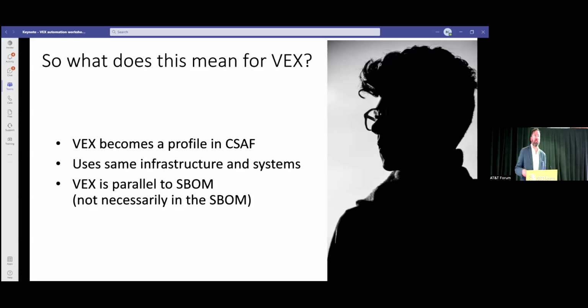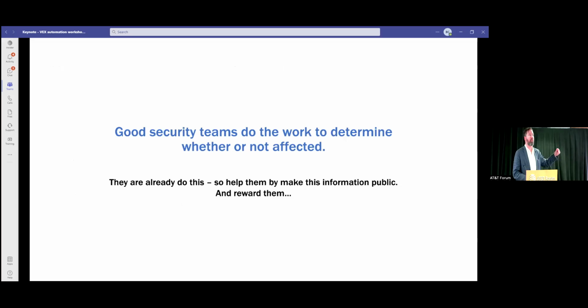And VEX should be thought of as a complement to SBOM, not a part of SBOM. So one way to think about it is an SBOM turns on the dashboard warning lights. VEX helps you turn them off, right? Hey, I'm worried about this in this piece of software. Aha, here's something that comes onto my system that says I don't have to worry.